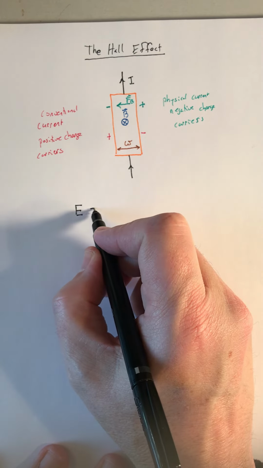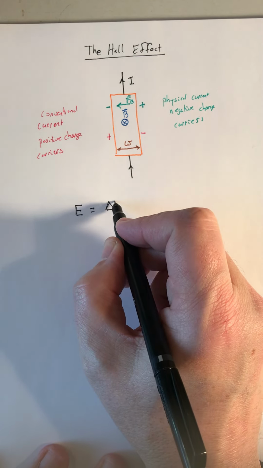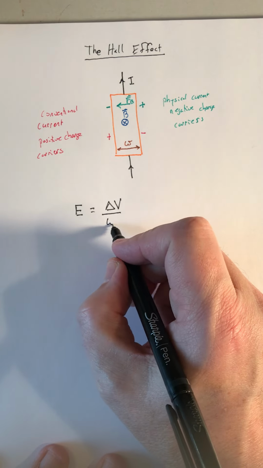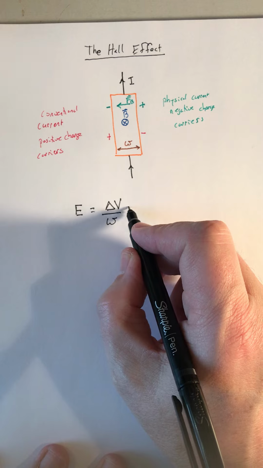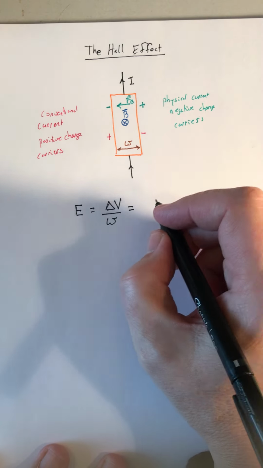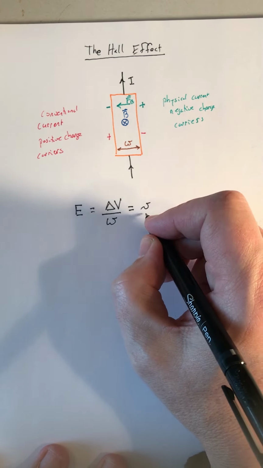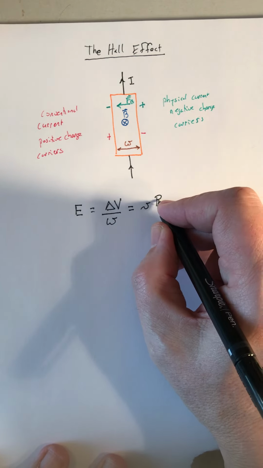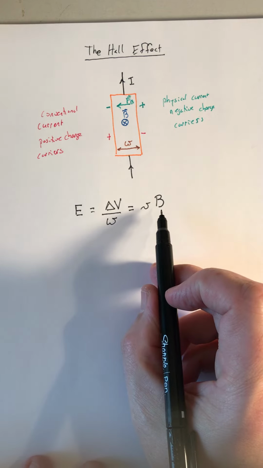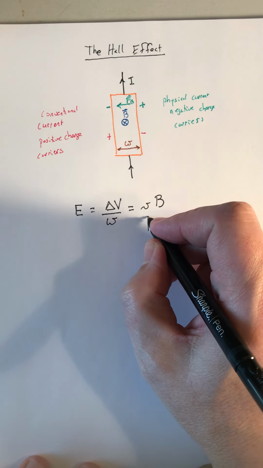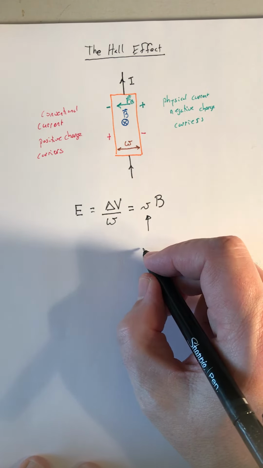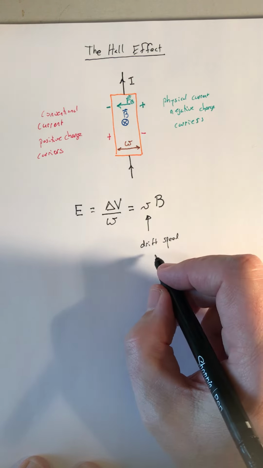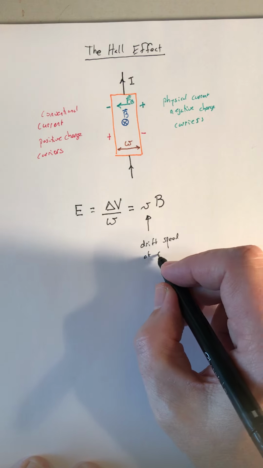So the electric field is going to be the Hall potential, so the change in voltage over the width, and that lets us measure the speed of the charge carriers and magnetic field strength. So the Hall effect lets us measure what the drift speed of the charge carriers actually is.